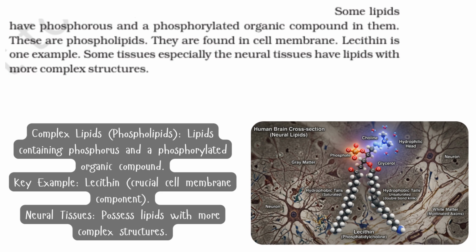Beyond simple glycerides, some lipids contain phosphorus and a phosphorylated organic compound. These are called phospholipids, and they are major components of cell membranes. NCERT lists lecithin as a primary example of a membrane phospholipid. Make sure you can identify its chemical diagram, which we will analyze in our notes. Finally, note that neural tissues contain lipids with highly complex structures.